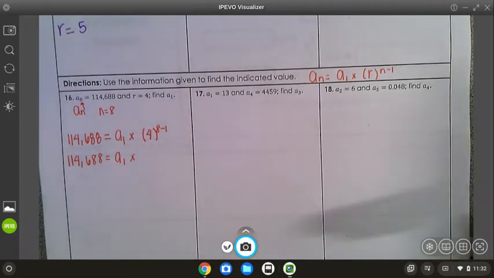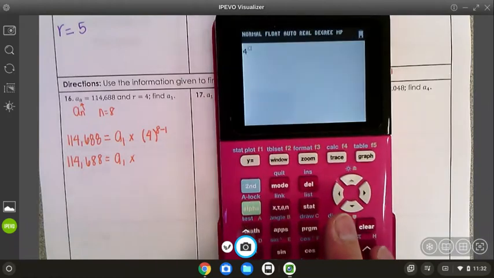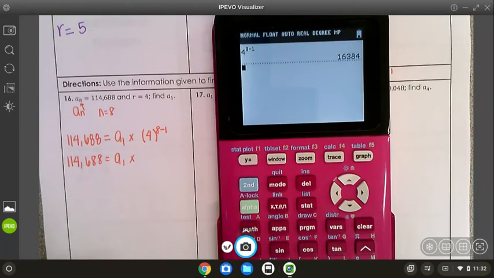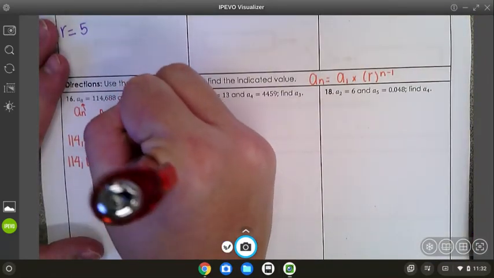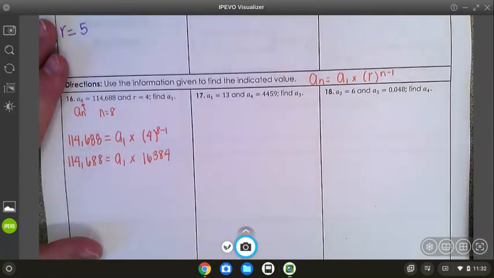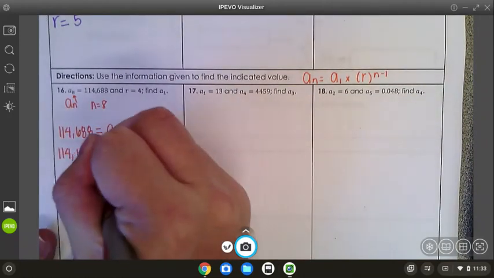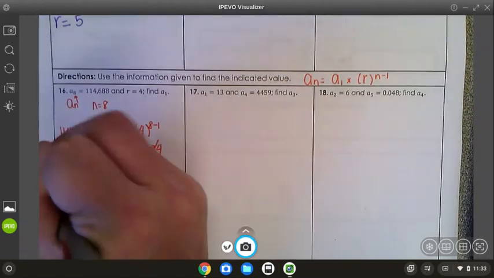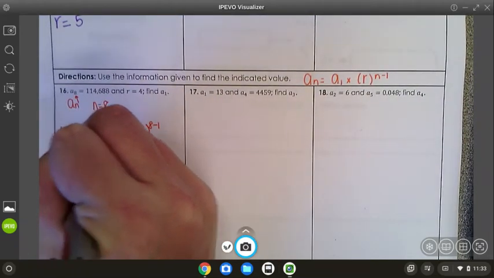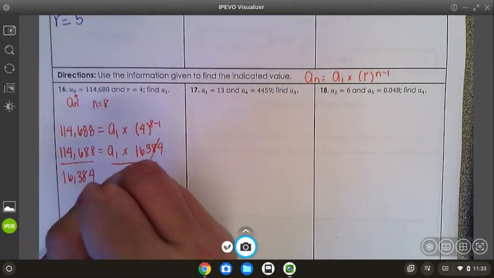So I need to figure out what this number is. That would be 4 to the 8 minus 1. Or you could just type in 4 to the 7th. And then these are just being multiplied, so I'm just going to divide. And we get 7.